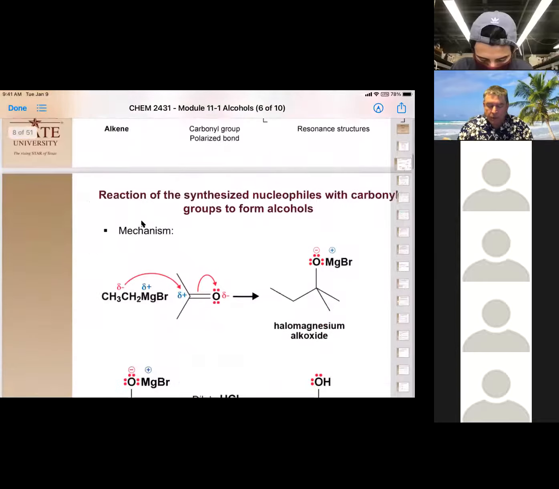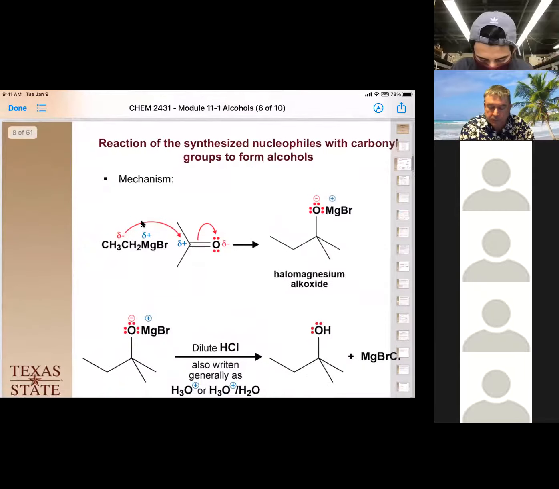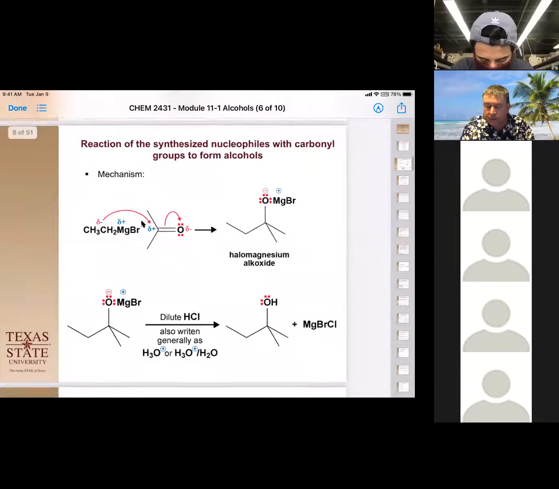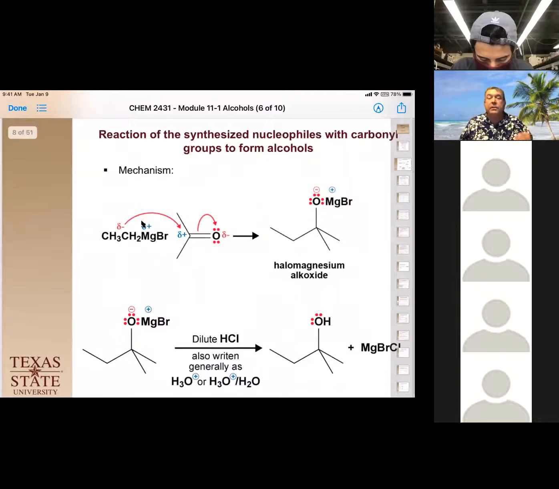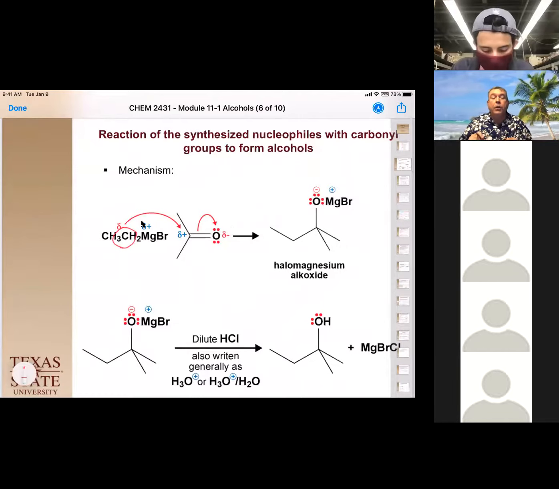Okay, so what does that look like? Because we have that partially positive carbon of that carbonyl, and because we have that partially negative carbon of the Grignard reagent, we're going to make a new carbon-carbon bond, a new carbon-carbon sigma bond.